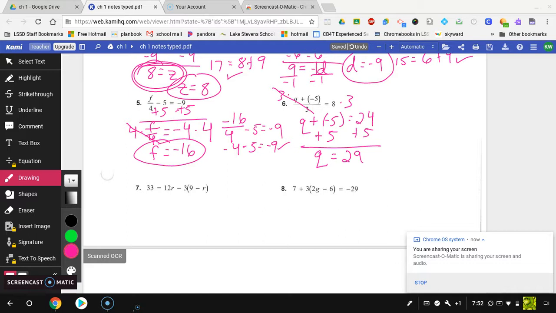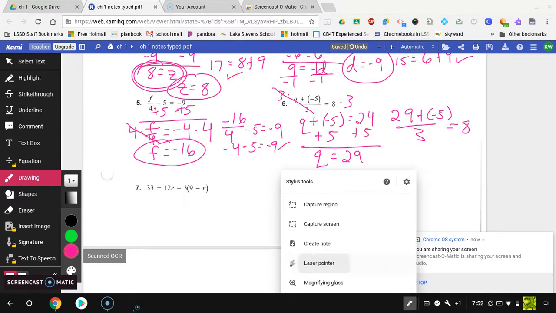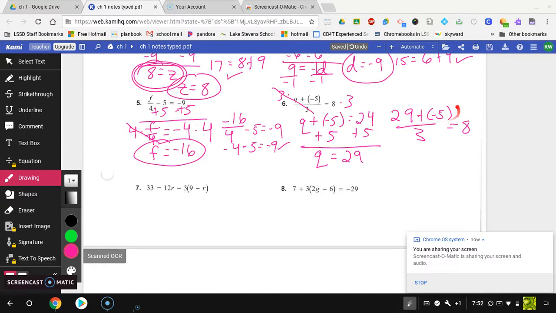Going back, checking our work, we can plug in a 29 where our q is and see if it does in fact work out. So we're going to take a look and we're going to do 29 plus negative 5 first. When we do that, that gives us 24. And 24 divided by 3 is in fact 8. So it checks out, so we know that q is 29.